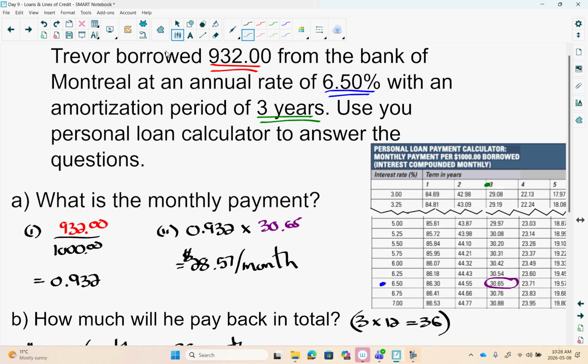Okay, I took the amount Trevor borrowed, $932, divided by $1,000 because it's per $1,000 borrowed. Gave me 0.932. Where'd the 30.65 come from? I used the interest rate of 6.5%, and I used the term of 3 years. Where does 6.5 meet 3? At 30.65. Multiply those two numbers together, and I get $28.57 per month.